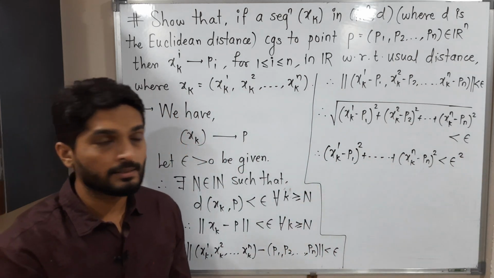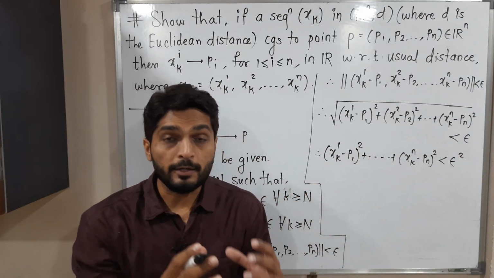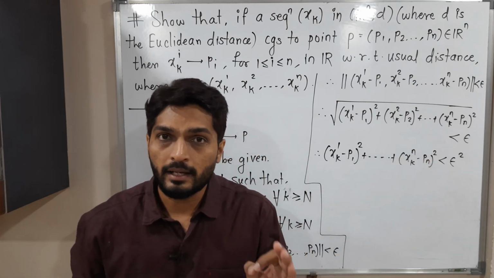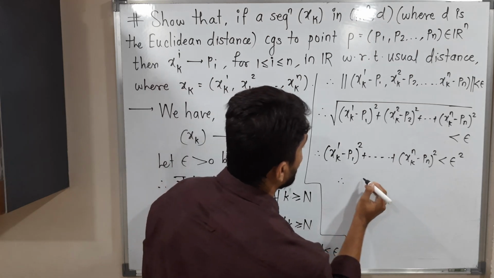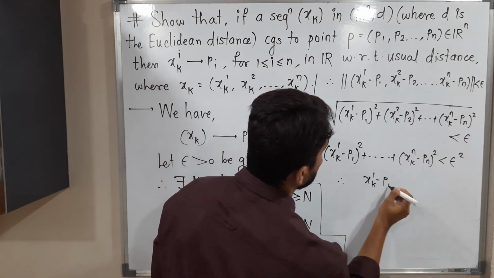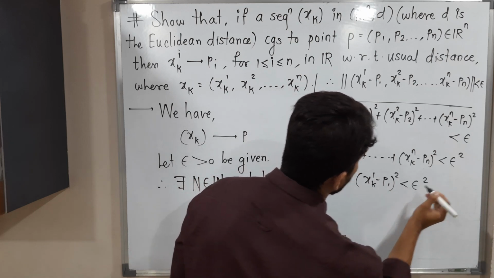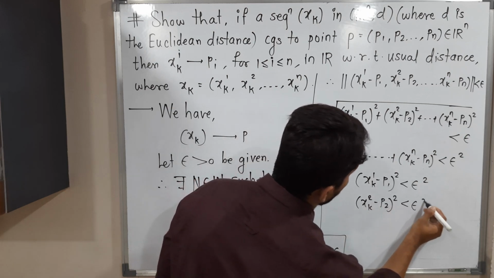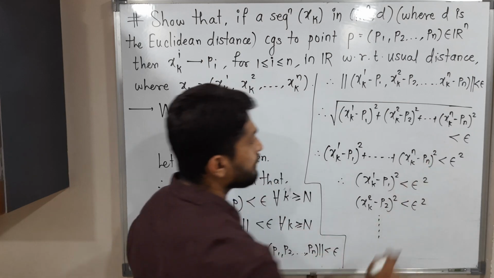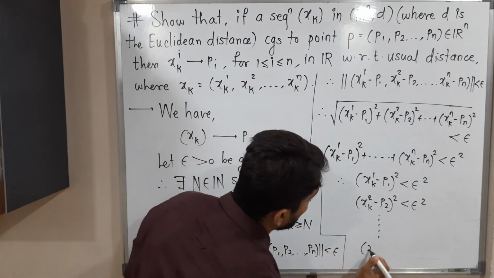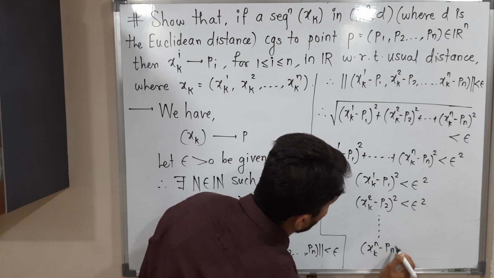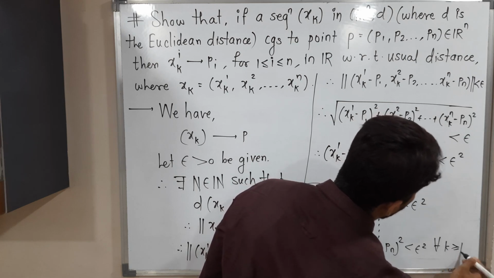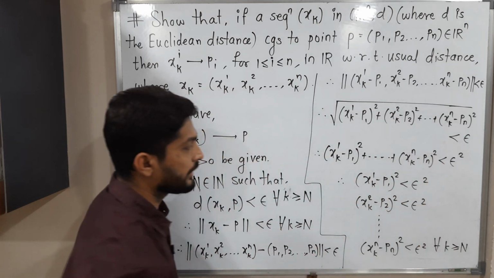By taking the square of both sides, we are adding all these squares and saying the sum is less than epsilon square. That means definitely each of them is less than epsilon square. Therefore xk1 minus p1 square is less than epsilon square, xk2 minus p2 square is less than epsilon square, and so on. For the nth component also we can write xkn minus pn square is less than epsilon square, and this is true for all k greater than or equal to capital N, everywhere.